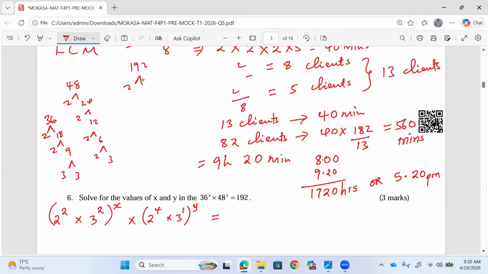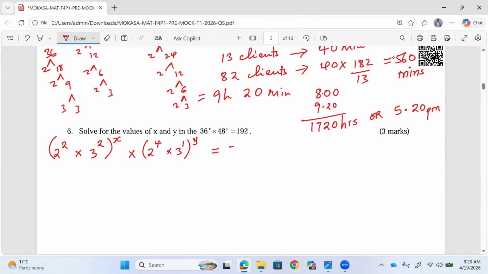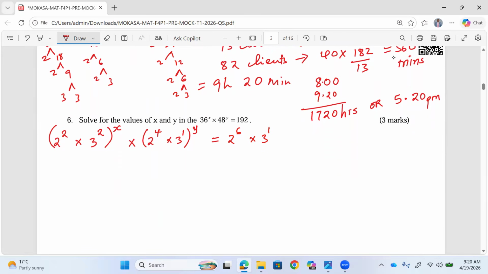So we're factorizing 192. It is an even number, so we start by dividing it by 2, get 96. By 2, we get 48. By 2, we get 24. By 2, we get 12. By 2, we get 6. By 2, we get 3. So this is 1, 2, 3, 4, 5, 6: 2 power 6, 3 power 1. That is it.